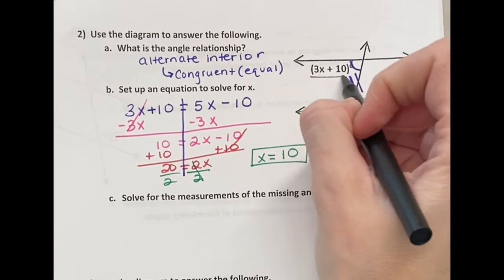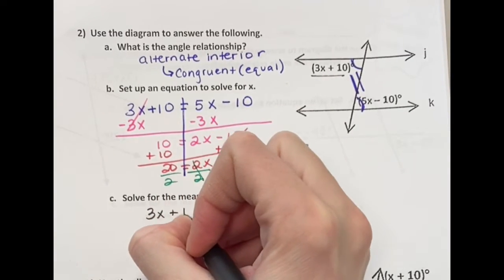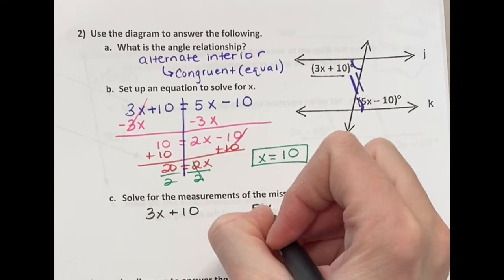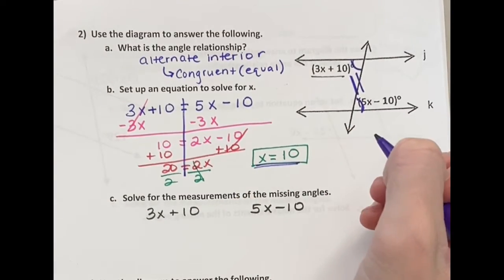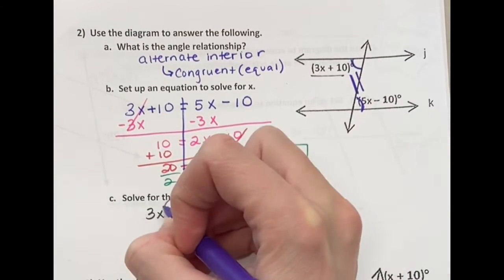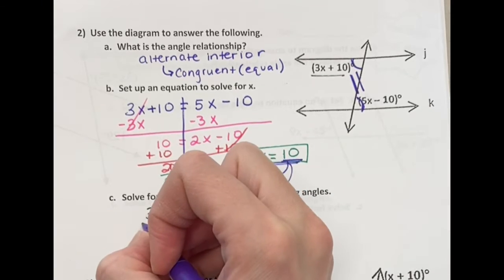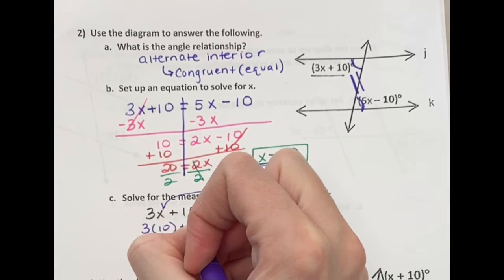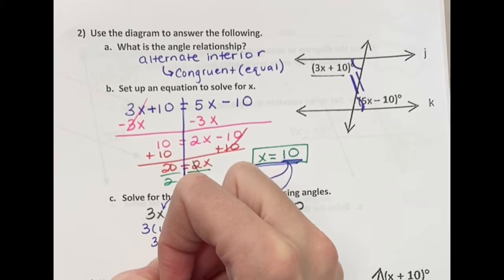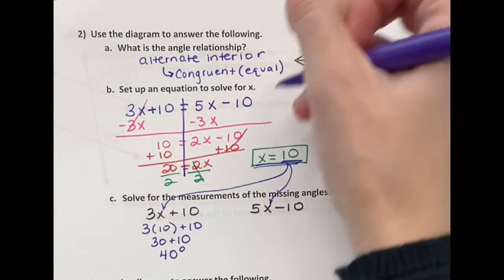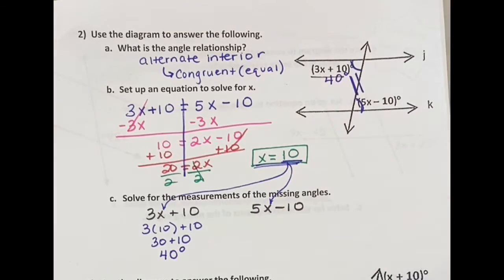Here I have two angles. I have the 3x plus 10. And I have 5x minus 10 that I need to solve for. Well, how do I solve for these? If I know x equals 10, everywhere I see x, I can replace it with that 10. So this then becomes 3 times 10 plus 10. And 3 times 10 is 30 plus 10, which gives me 40 degrees. So this angle would be 40 degrees.